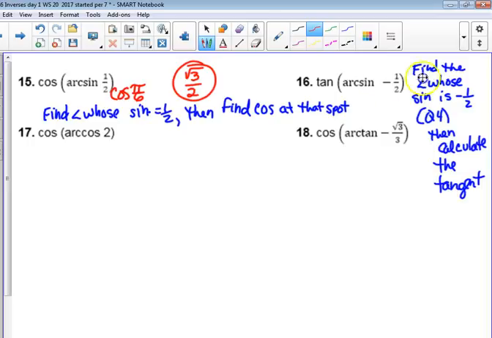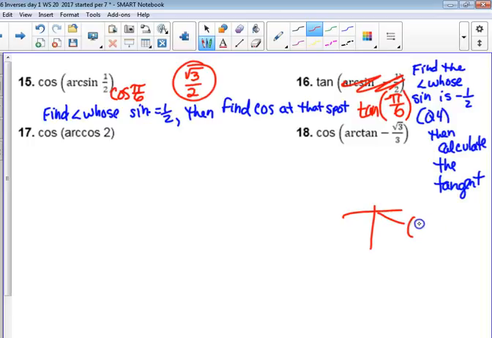Number 16, I wrote out the words. Find the angle whose sine is -1/2. Because it's an arc sine, it would be in quadrant 4. I'm looking for a y coordinate of -1/2, which in quadrant 4 happens at -pi over 6. And then it wants, though, the tangent at -pi over 6.